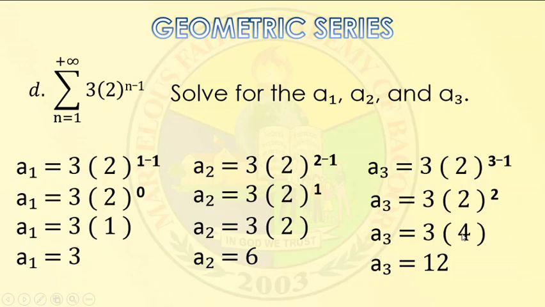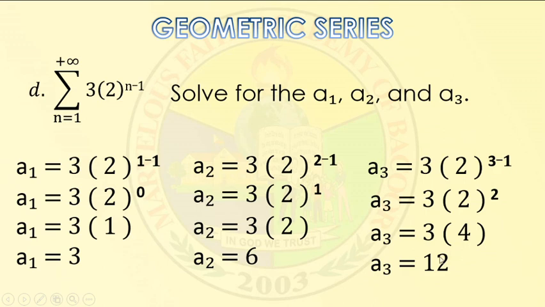Okay? And then next, imumultiply naman na natin si 3 kay 4. Okay, yun na yung last step natin. 3 times 4, the answer is 12. So, yung third term natin ay 12. Yung first term ay 3 at yung second term ay 6. So, we have the sequence or the series is 3, 6, and 12.